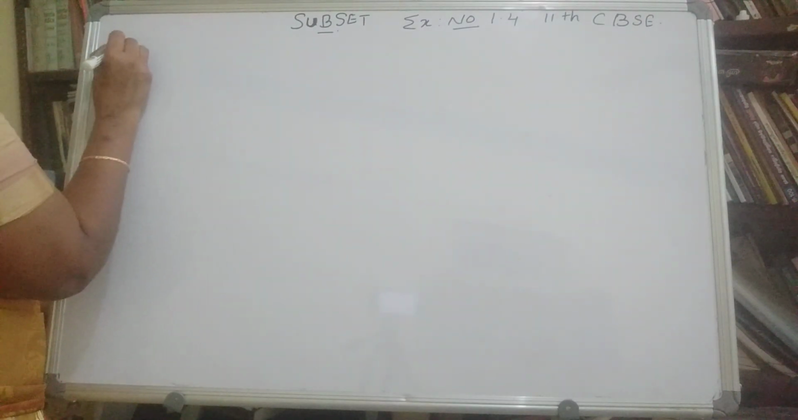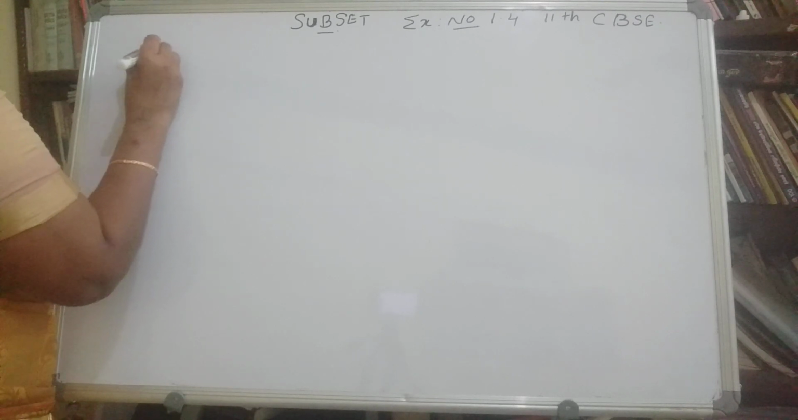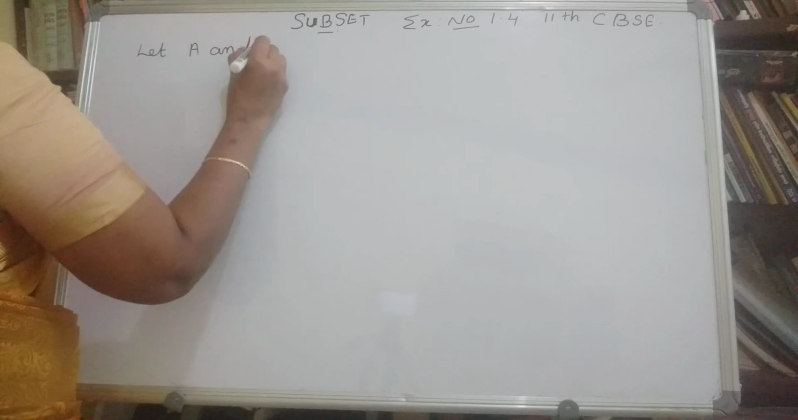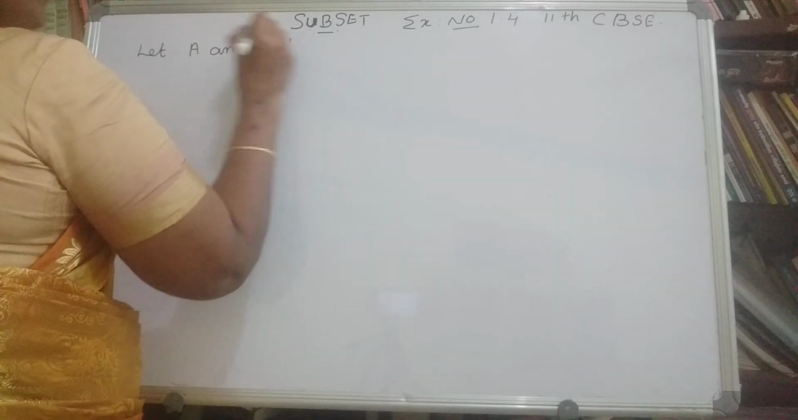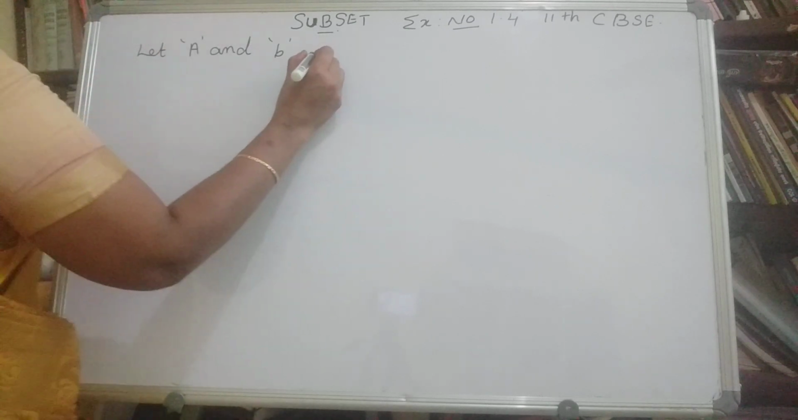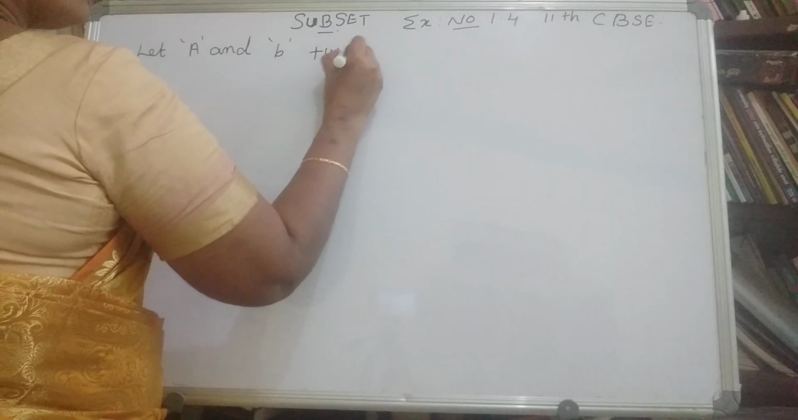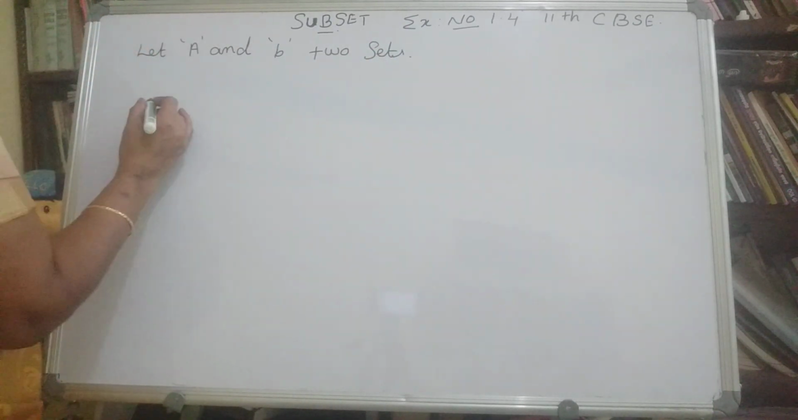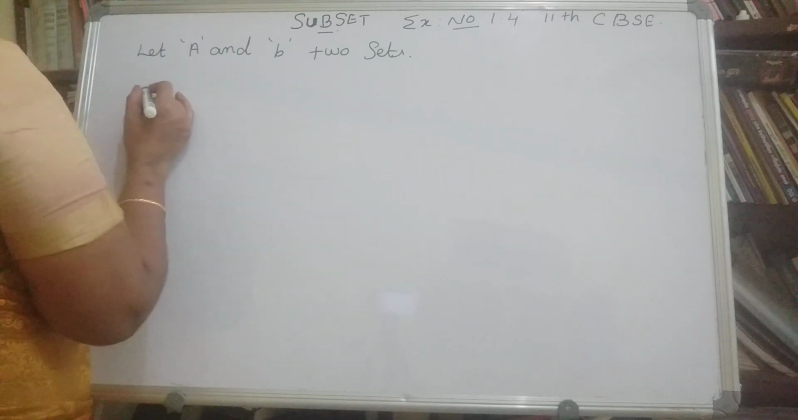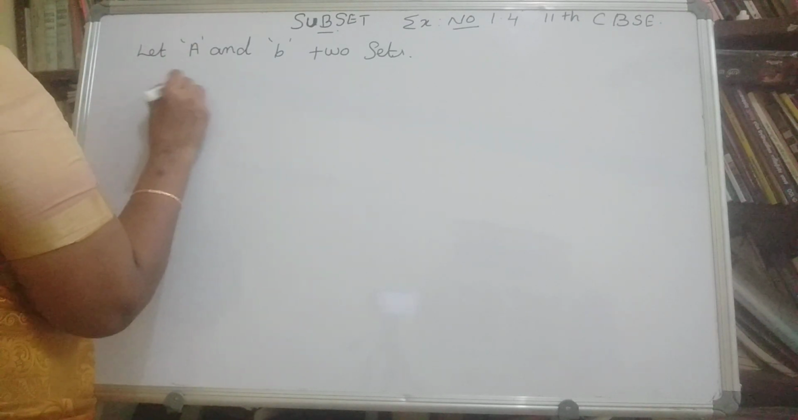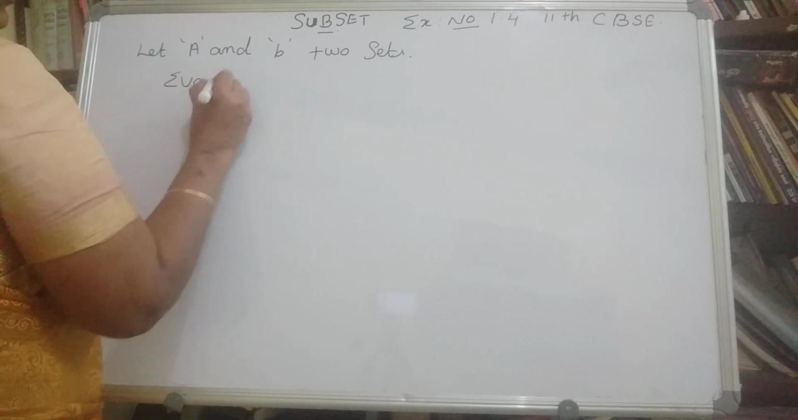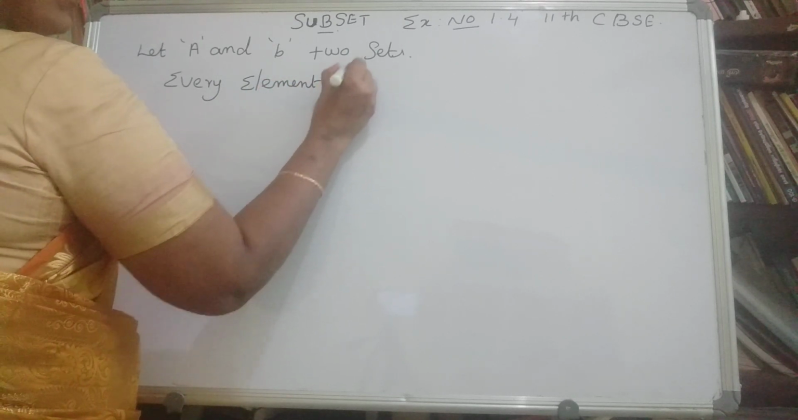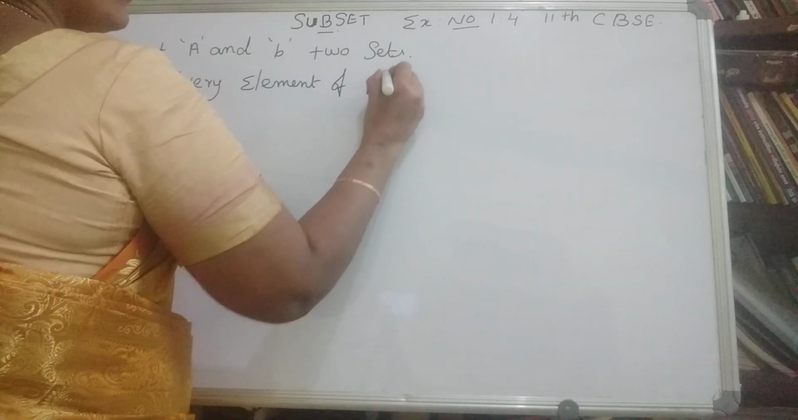Subset. Let A and B be two sets. A and B are two sets. Every element of A is an element of B.